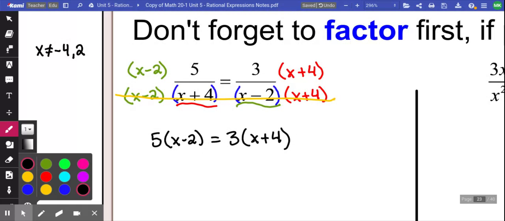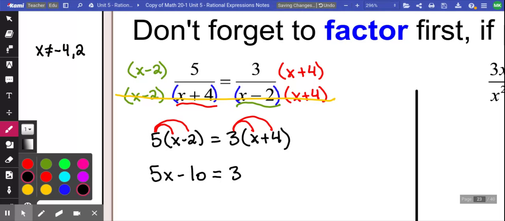Currently, I don't know the type of equation I have, and I need to solve it. So in order to do that, you need to expand. Multiply the 5 in, multiply the 3 in. And then we will know the type of equation we're working with, and then we can move things to where we need them to be. So this becomes 5x minus 10. This becomes 3x plus 4.